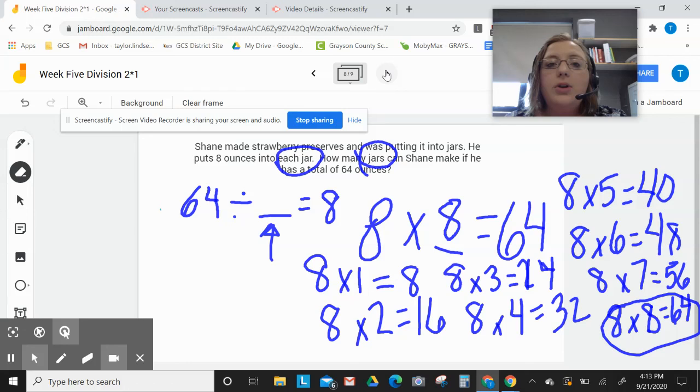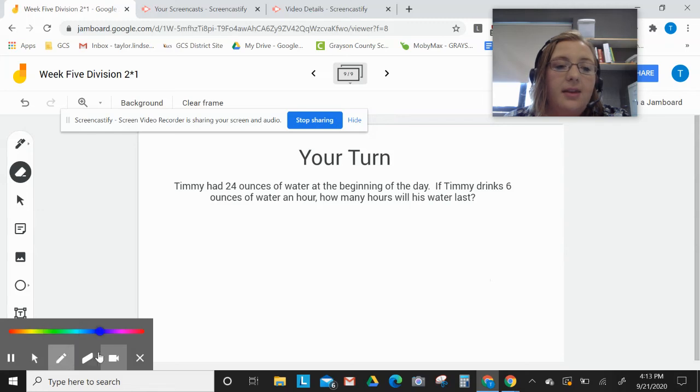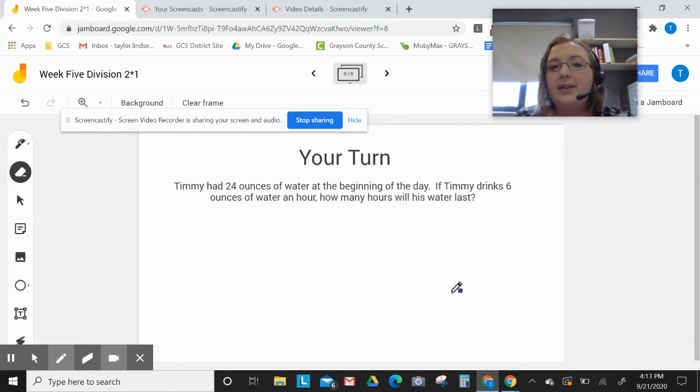Now, I want you to solve the next one. You can do this using any method. I just want you to apply the new skills that you've learned today, and then type your answer in the Edpuzzle question below. So Timmy had 24 ounces of water at the beginning of the day. If Timmy drinks 6 ounces of water an hour, how many hours will his water last?